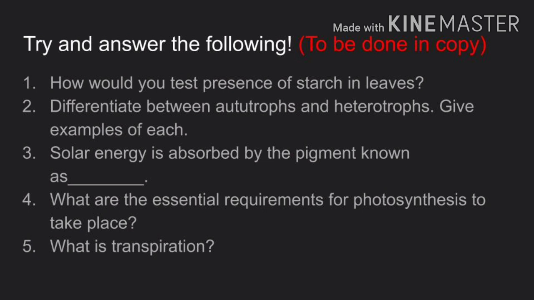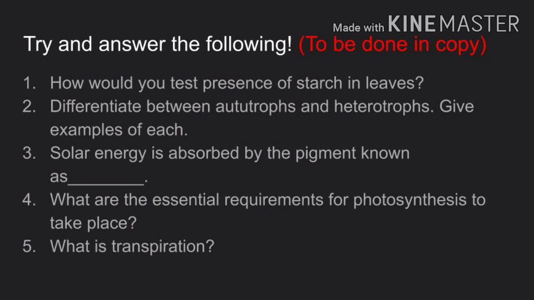So now that's it for today. You have to do these questions in your copy. First question is, how would you test the presence of starch in leaves? Go through our class today again. If you can't answer that on your own, try and answer these questions on your own. The second question is, differentiate between autotrophs and heterotrophs, and you have to give examples of each. Give at least 3 examples of each.